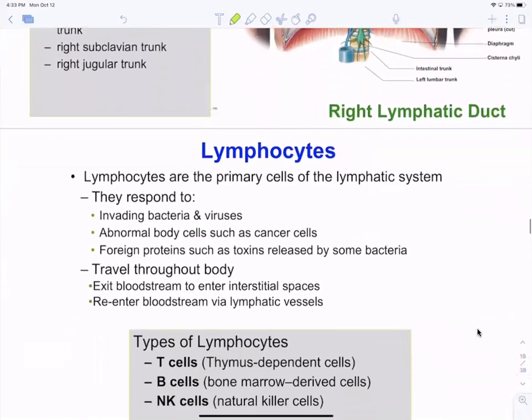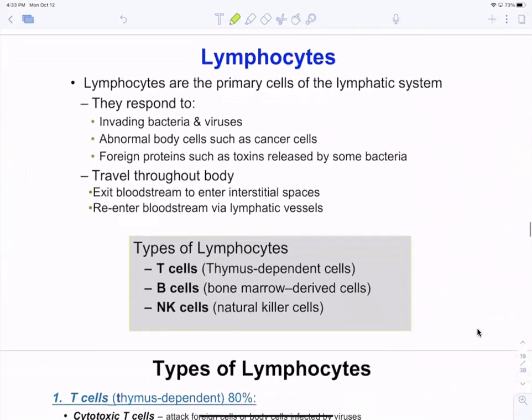So you guys can go through that, just the basic anatomy. You need to know where the cisterna chyli is, where the thoracic or left lymphatic duct is, and where the right lymphatic duct is. Lymphocytes. Lymphocytes are white blood cells, and again, they are for specific immunity, and there are 3 types of lymphocytes. So 1 is called T cells, 2 is called B cells, and 3 is called NK cells. And T stands for thymus-dependent cells, B stands for bone marrow derived cells, and NK is natural killer cells.